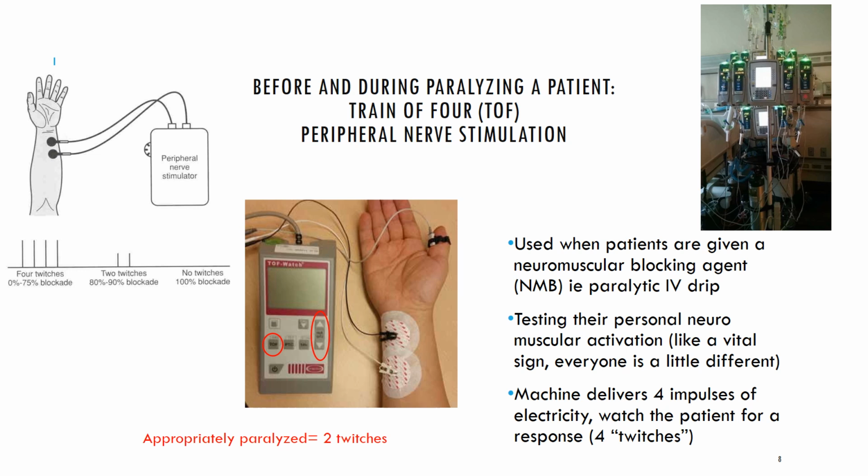So in a sense, when you think about this, if you see more twitches, that means more signal went through and we are not blockading enough. Less twitches, less signal went through, we are blockading more. So when you think about the interaction of your train of 4 and your pancuronium, for instance, if we see too many twitches, we need to block more by turning up the pancuronium. If we don't see enough twitches, like no twitches, now we need to back off because we're blocking too much. So we need to turn down the pancuronium.